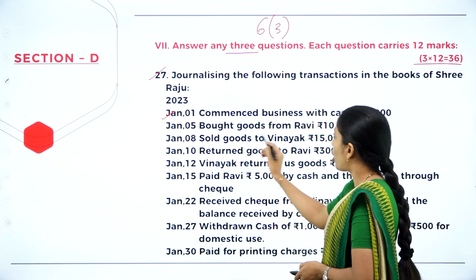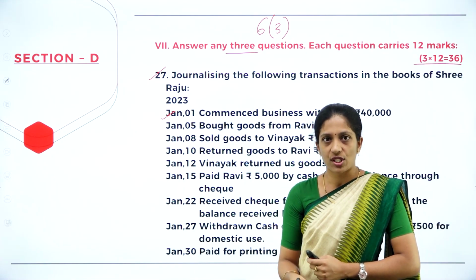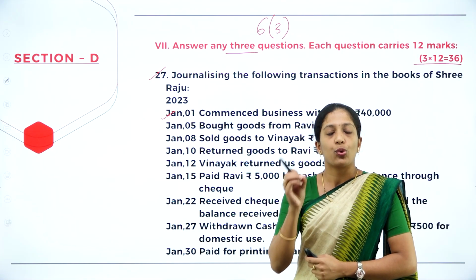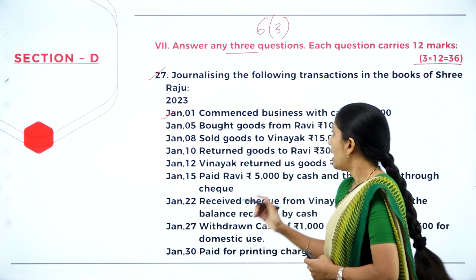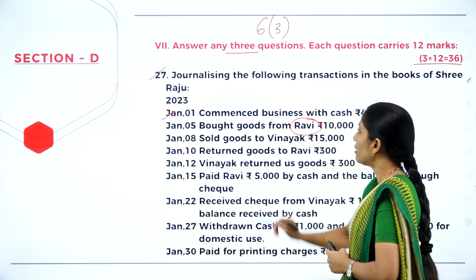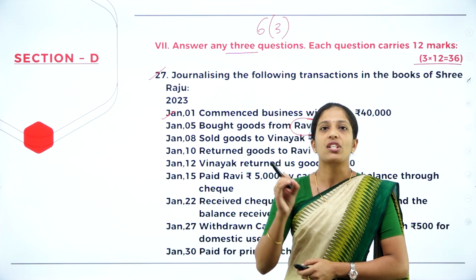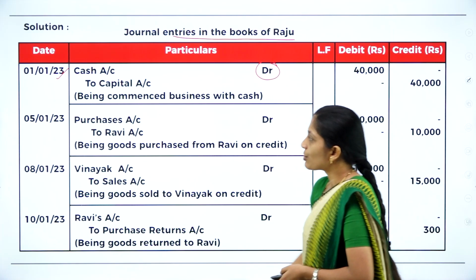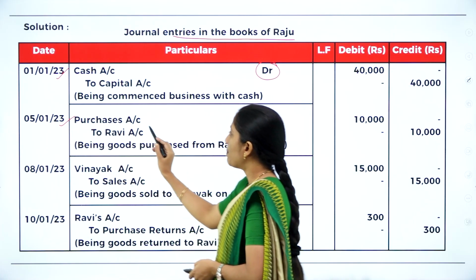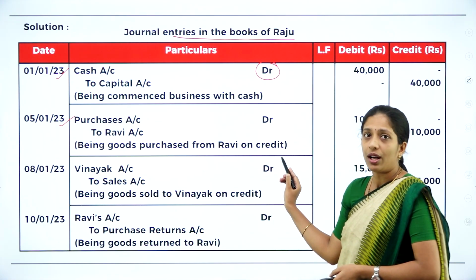Coming to the second one, bought goods from Ravi, which means that we have purchased goods. Goods come in. So while goods come in, you will not use the word goods there. You will record it as purchases account. And they have mentioned the word Ravi here, which means that goods are purchased on credit. So your entry is purchases account debit to Ravi's account. You will write the amount. So 5/1/2023 purchases account debit to Ravi's account, being goods purchased from Ravi on credit.